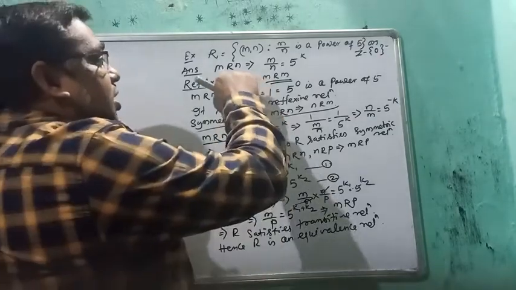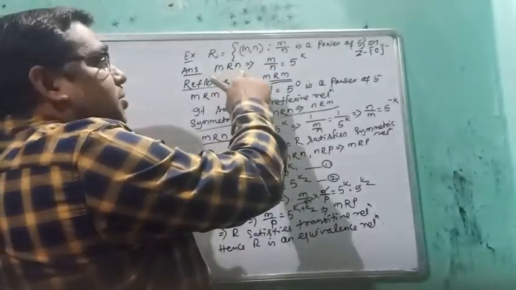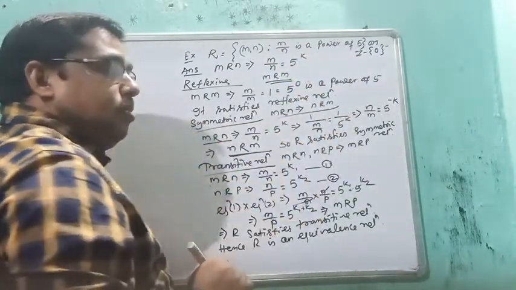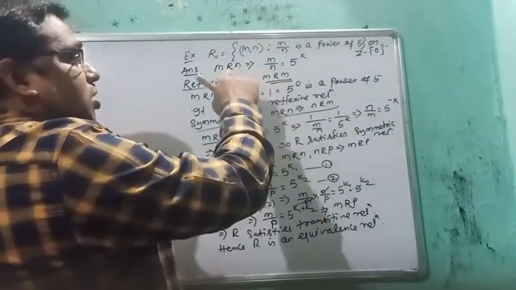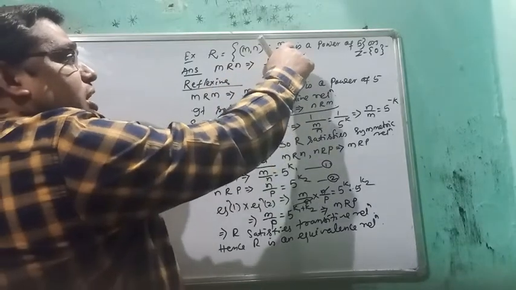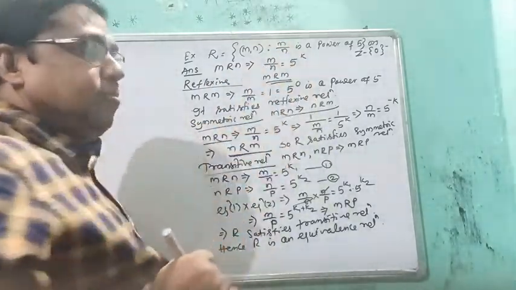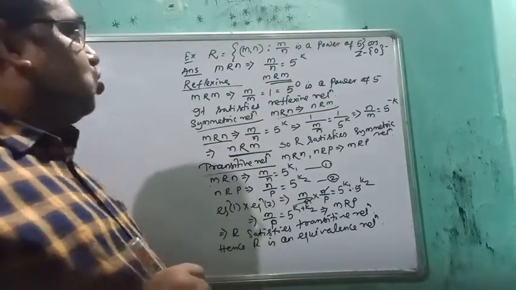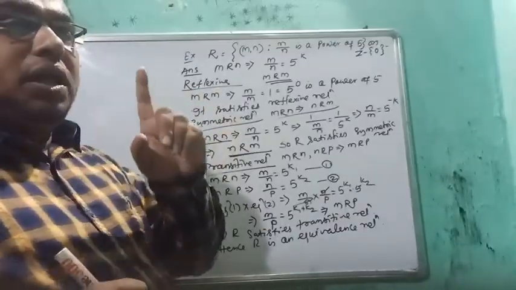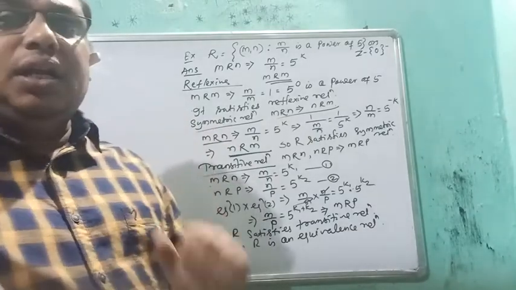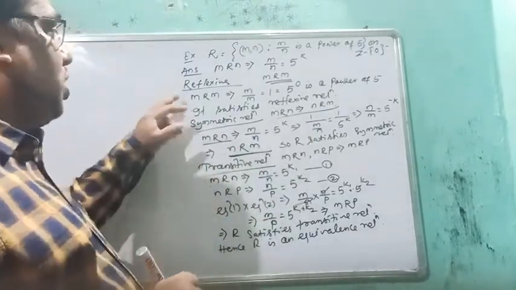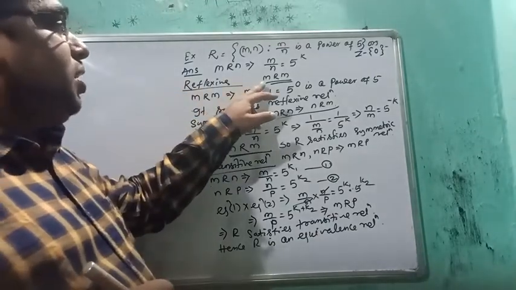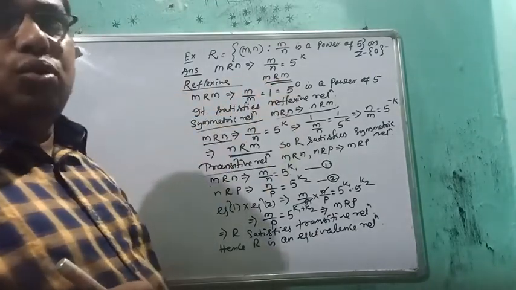Here, m is related to n is given by m/n is a power of 5. Power of 5 means 5 to the power k. So now we have to verify the reflexive, symmetric and transitive relations. So what is the reflexive relation? Reflexive relation means we have to verify that m is related to m.